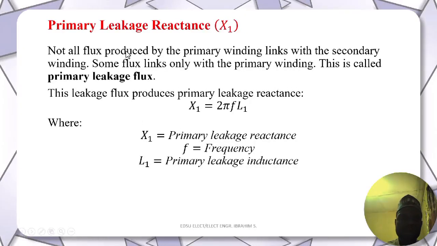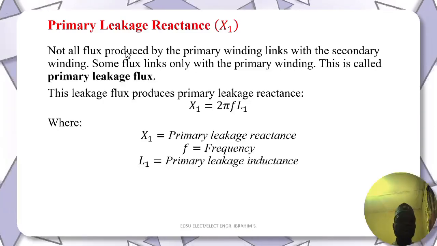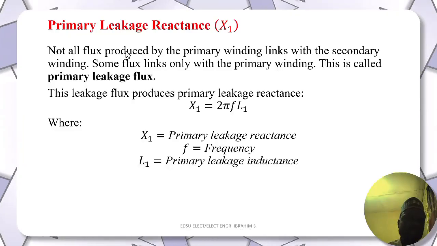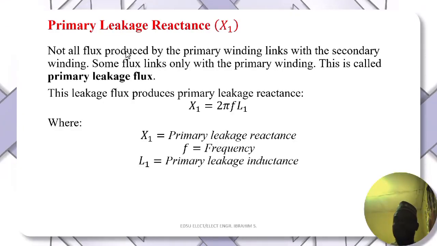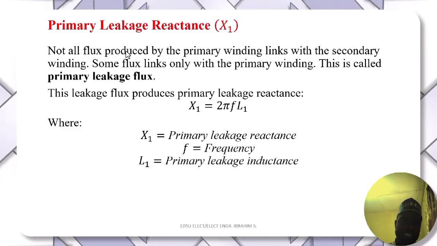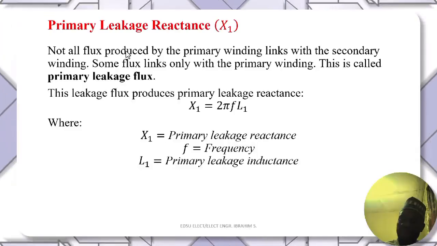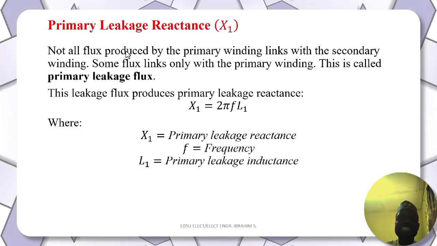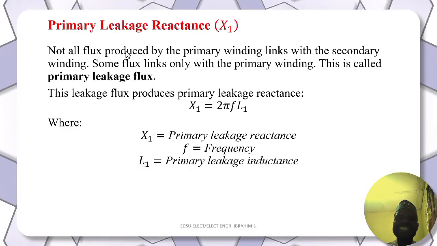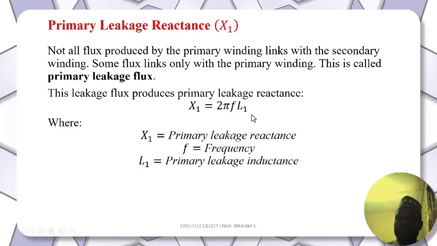Then we also have leakage reactance. We know that not the entire flux produced by the primary winding is linked with the secondary winding. Some flux will definitely escape. This is called the primary leakage flux. Those fluxes that did not link with the secondary coil are the leakage fluxes. These leakage fluxes will produce leakage reactance. And we know our reactance will be 2πfL, right?